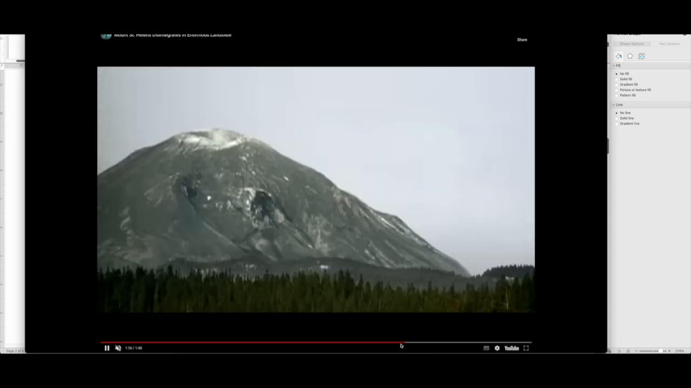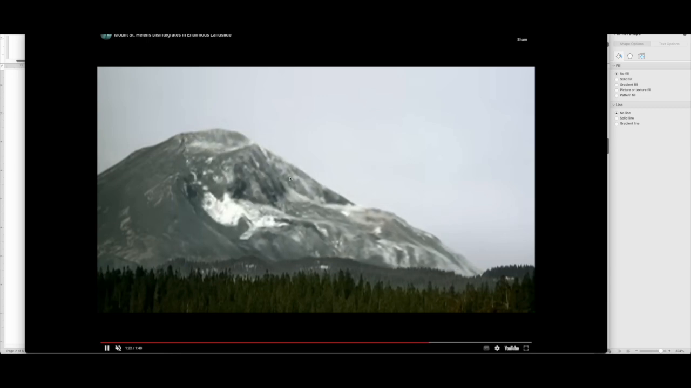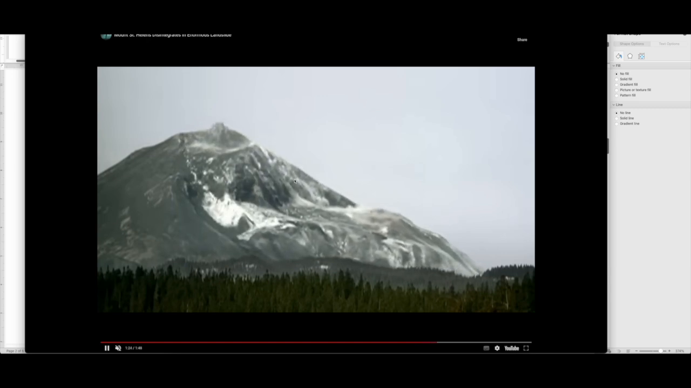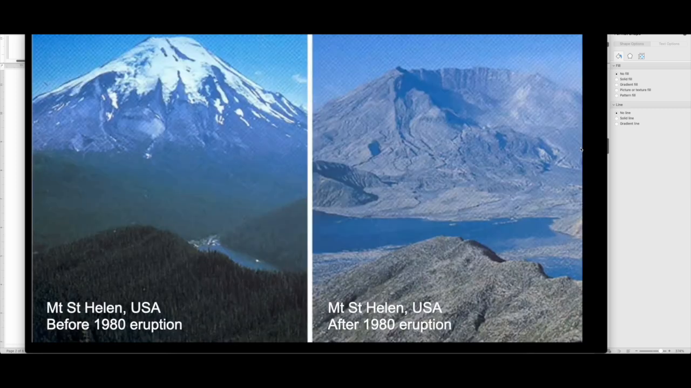Let's take a look again. You can see the whole slope going down. This is not additional pyroclastic flow or additional mud flow. This is the cone itself collapsing down. This is what I mean by volcanic landslides. So before, this is what it looks like. After, you can see the whole slope has collapsed and flowed down and filled up the valley over here. This is what I mean by volcanic landslides.